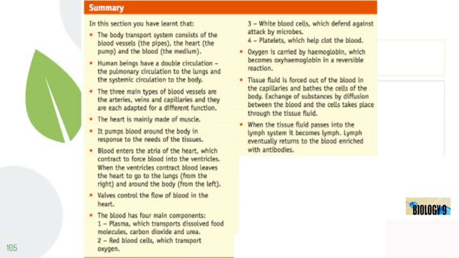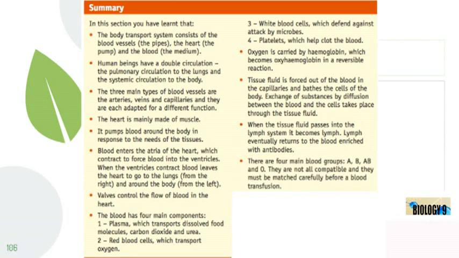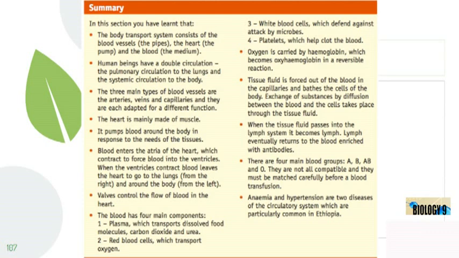When the tissue fluid passes into the lymph system, it becomes lymph. Lymph eventually returns to the blood enriched with antibodies. There are four main blood groups: A, B, AB, and O. They're not all compatible, and they must be matched carefully before a transfusion. And anemia and hypertension are two diseases of the circulatory system which are commonly found in Ethiopia.